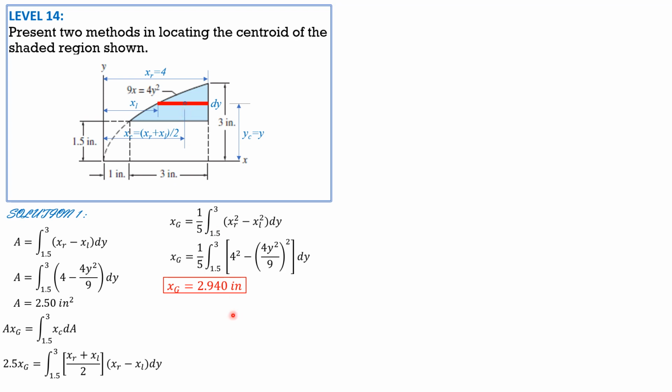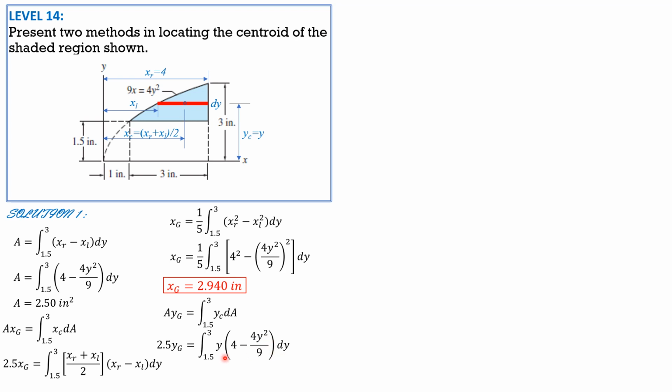That's 2.94. For y bar, y sub g should be greater than 1.5. Rough estimate 2 inches. So area times y sub g equals integral of y sub c dA. Y sub c is just y in the figure, and dA is this one, quantity 4 minus 4y squared over 9. So no problem in the integration because you have your high-tech calculator. 2.5 y sub g equals integral from 1.5 to 3 of y, then quantity 4 minus 4y squared over 9 dy.